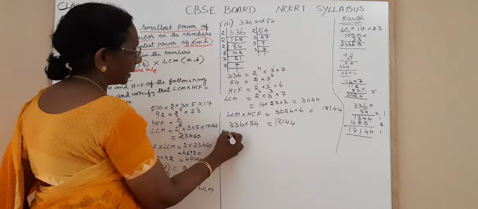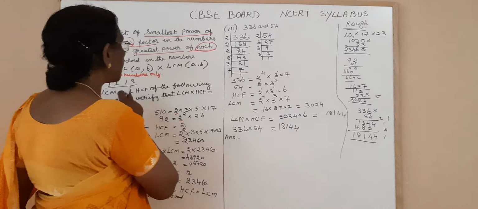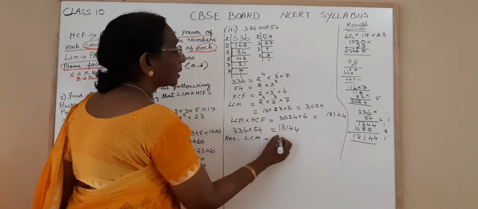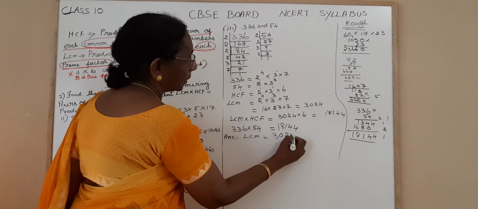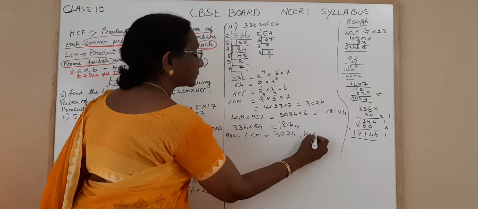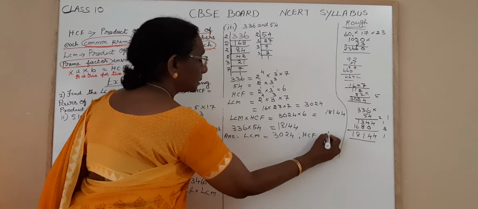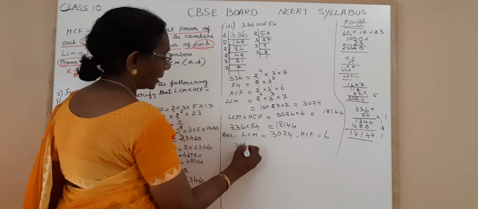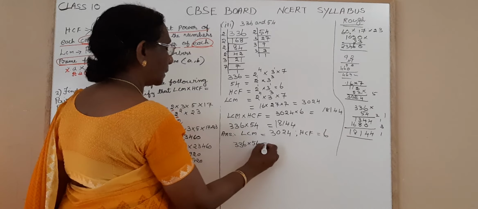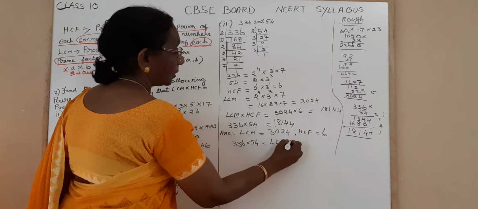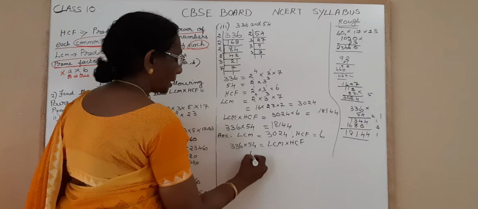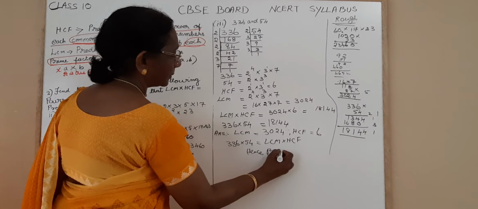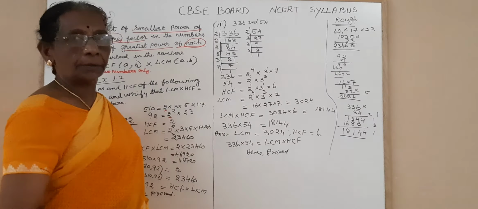So now you write the answer. What are the questions asked? Find the LCM and HCF of the numbers. So what is the LCM? Is equal to 3024. What is the HCF? Is equal to 6. And what we have proved? 336 into 54 is equal to LCM into HCF. Hence proved or verified. You can write proved or verified.